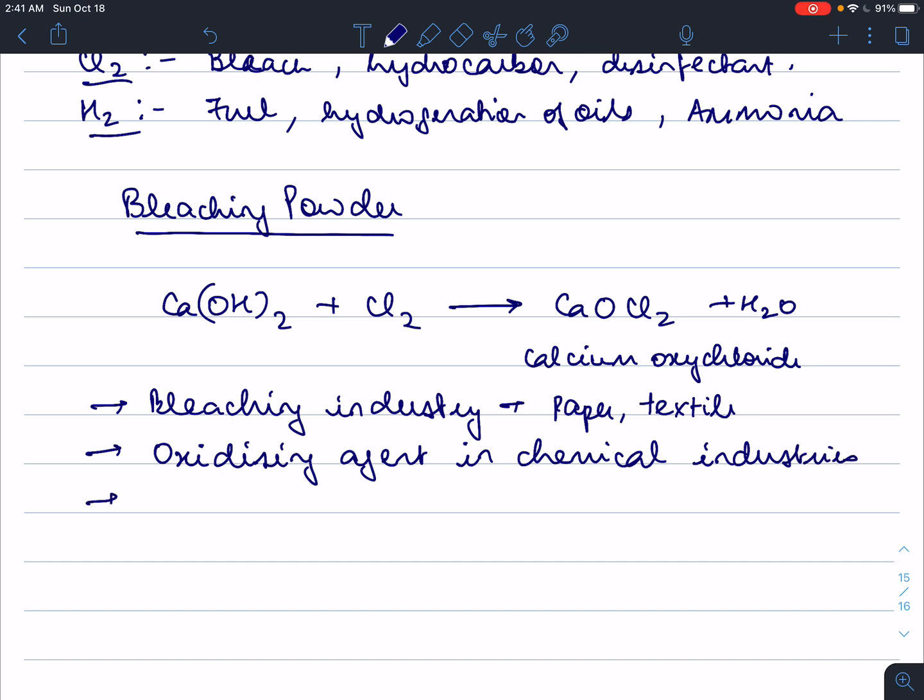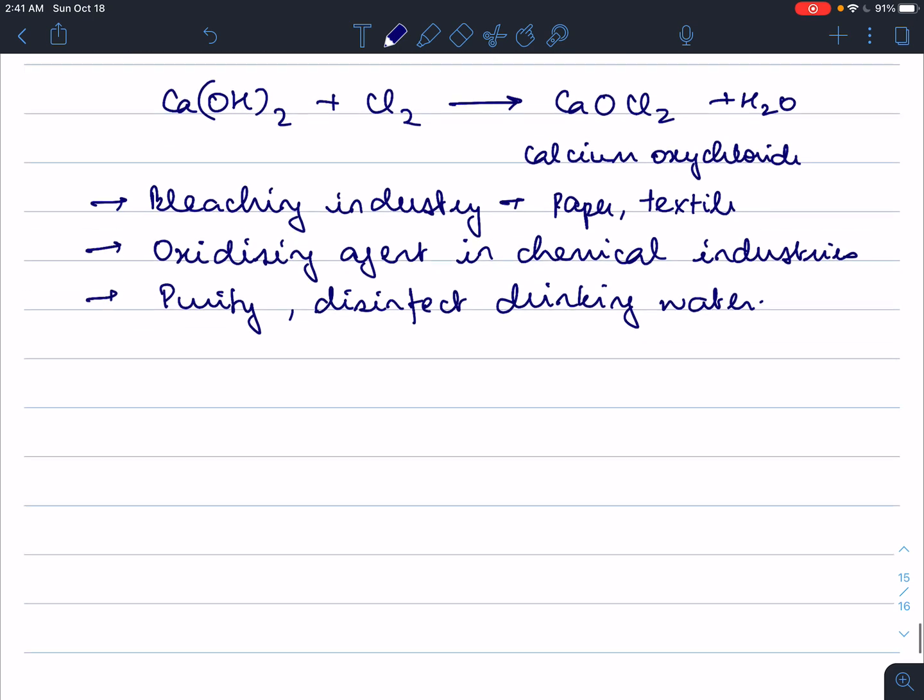And it is also used to purify and disinfect drinking water. It's used in water treatment. So bleaching powder is one of those important chemicals that you can get from the Chlor-Alkali process, which is directly from sodium chloride, salt. What else can you get?